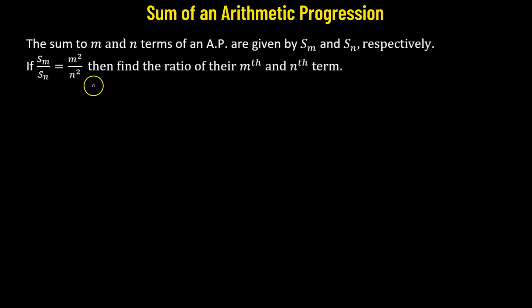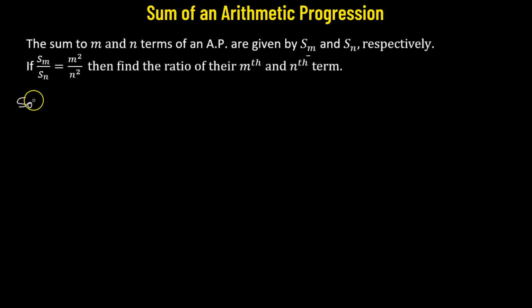We have an arithmetic progression, and it is given that the sum to the m terms is given by Sm and the sum to the n terms is given by Sn. Also, it's given that the ratio of the sum to the mth term to the sum of the nth term is m squared over n squared. Using this information, we need to obtain the ratio of the mth and the nth term.